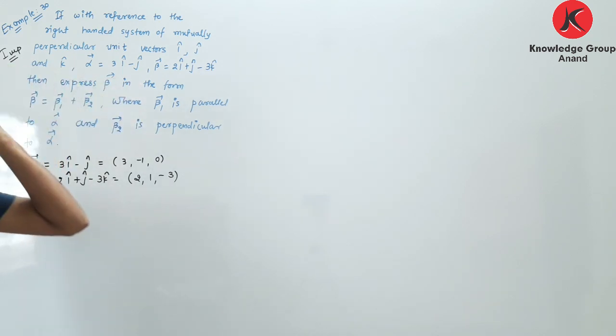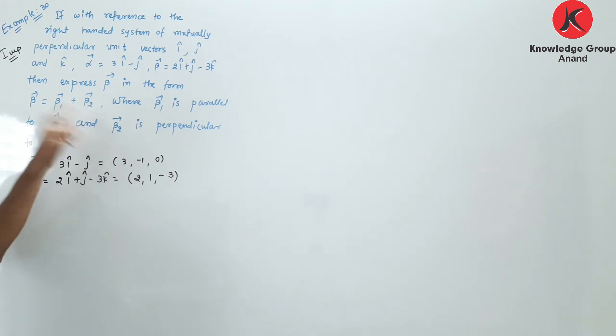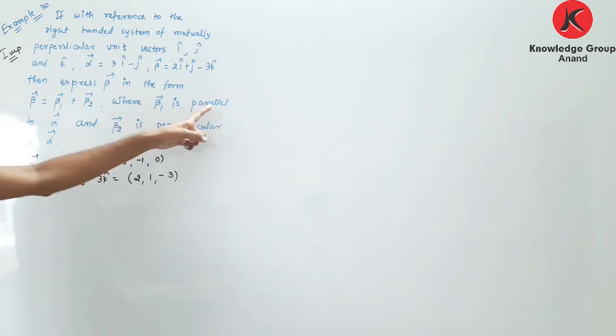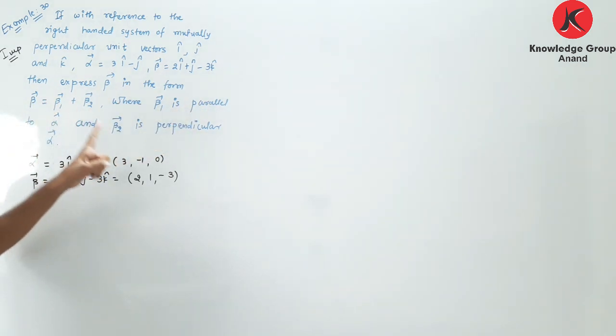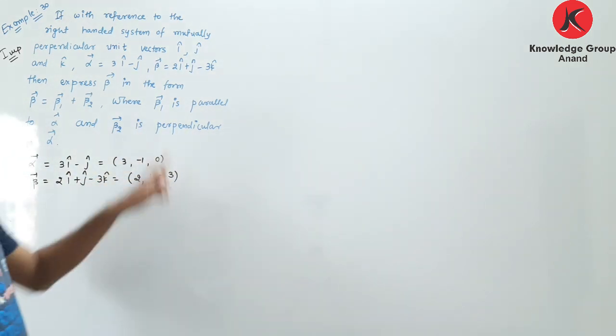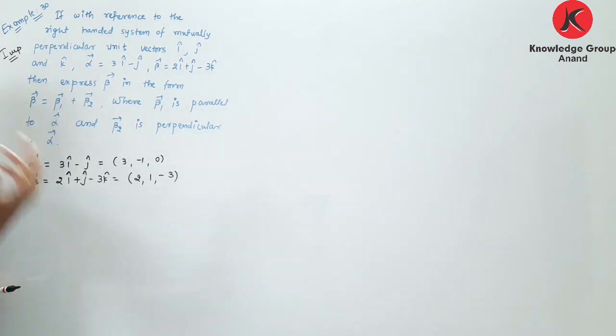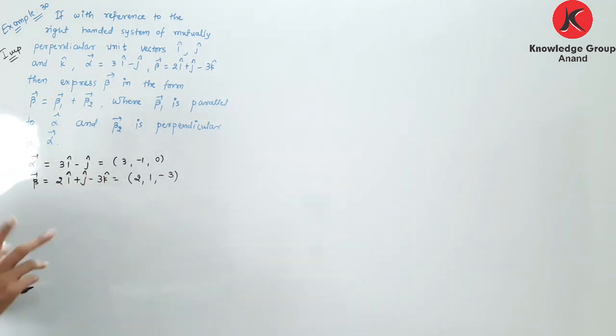Then express the beta vector in form of beta 1 plus beta 2. Beta vector is equals to beta 1 plus beta 2, where beta 1 is parallel to the vector alpha and beta 2 is perpendicular to the vector alpha. Here two conditions are given. We have to find two vectors, beta 1 and beta 2, to represent the vector beta, which is equals to beta 1 plus beta 2. If one of them is obtained, then second one will be automatically obtained.